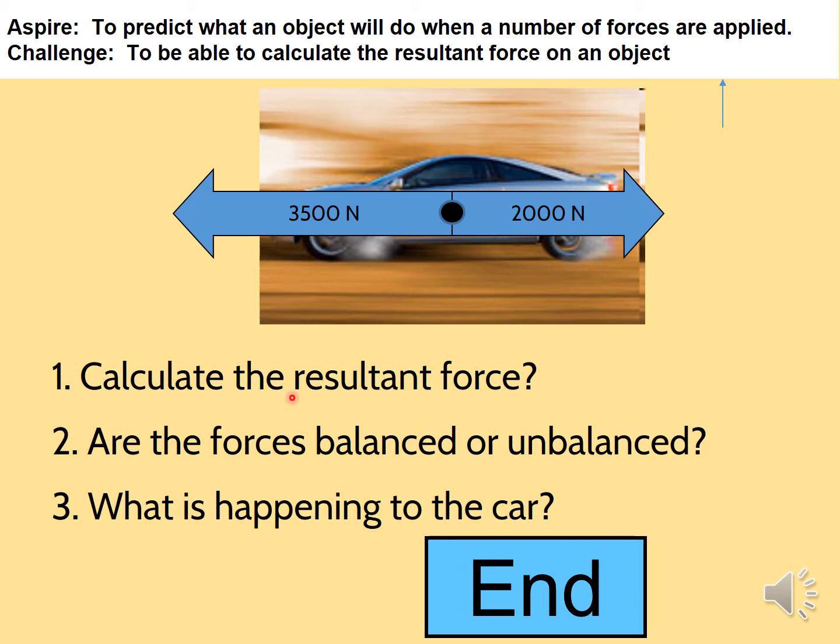Now, my question for you is, if I made this force here 3,500 newtons, 2,000 newtons, and we then looked at the questions again, how would they change? So if they were both 2,000 newtons, the resultant force would be 0.